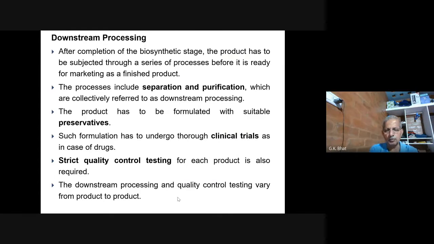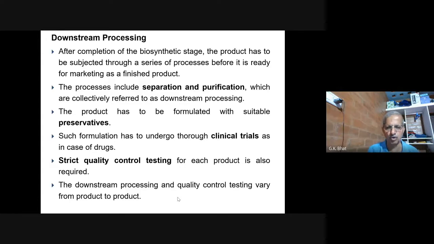Now, the last method here is downstream processing. That means once you get the desirable protein on a large scale, how to market it and how to use it further. After completion of the biosynthetic stage, the product has to be subjected to a series of processes before it is ready for marketing. The processes include separation and purification, which are collectively referred to as downstream processing.